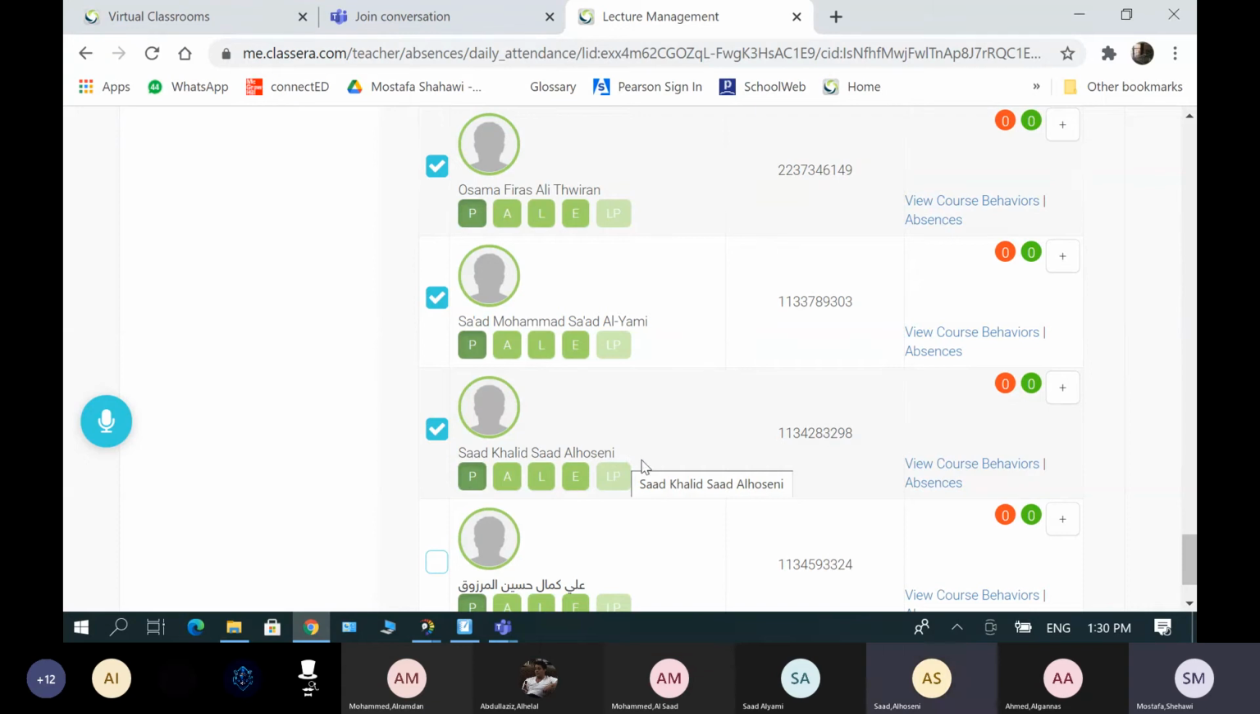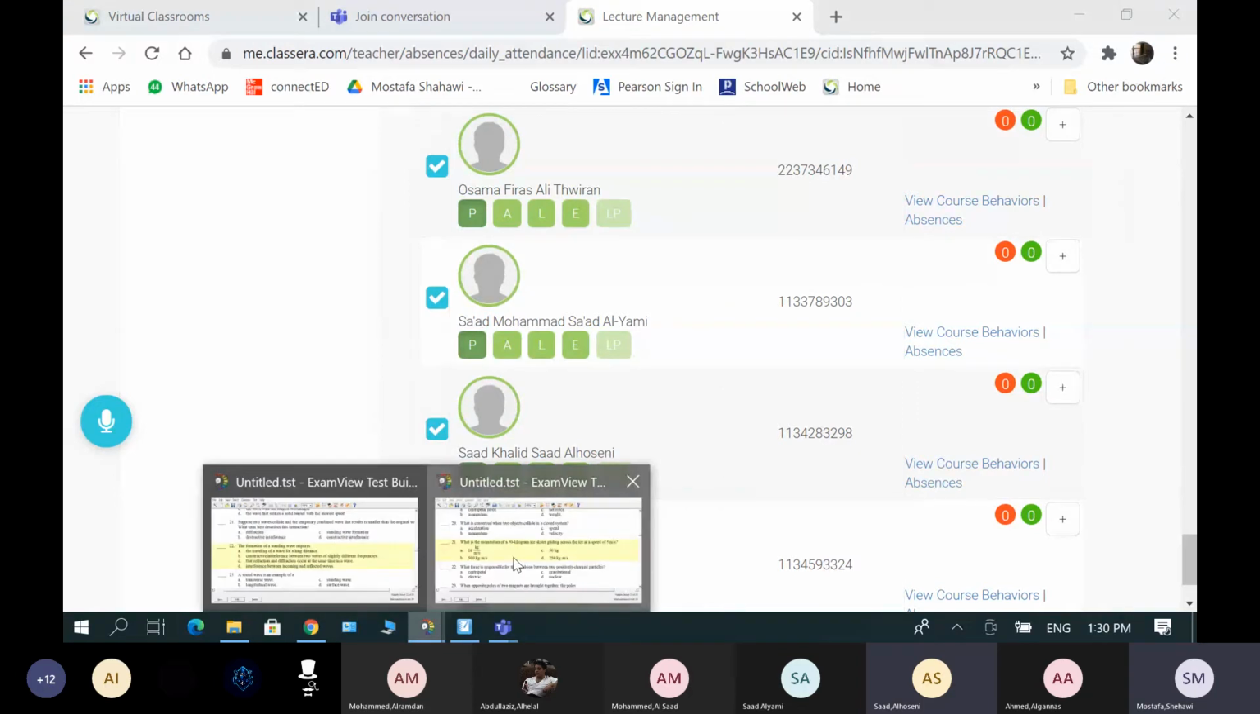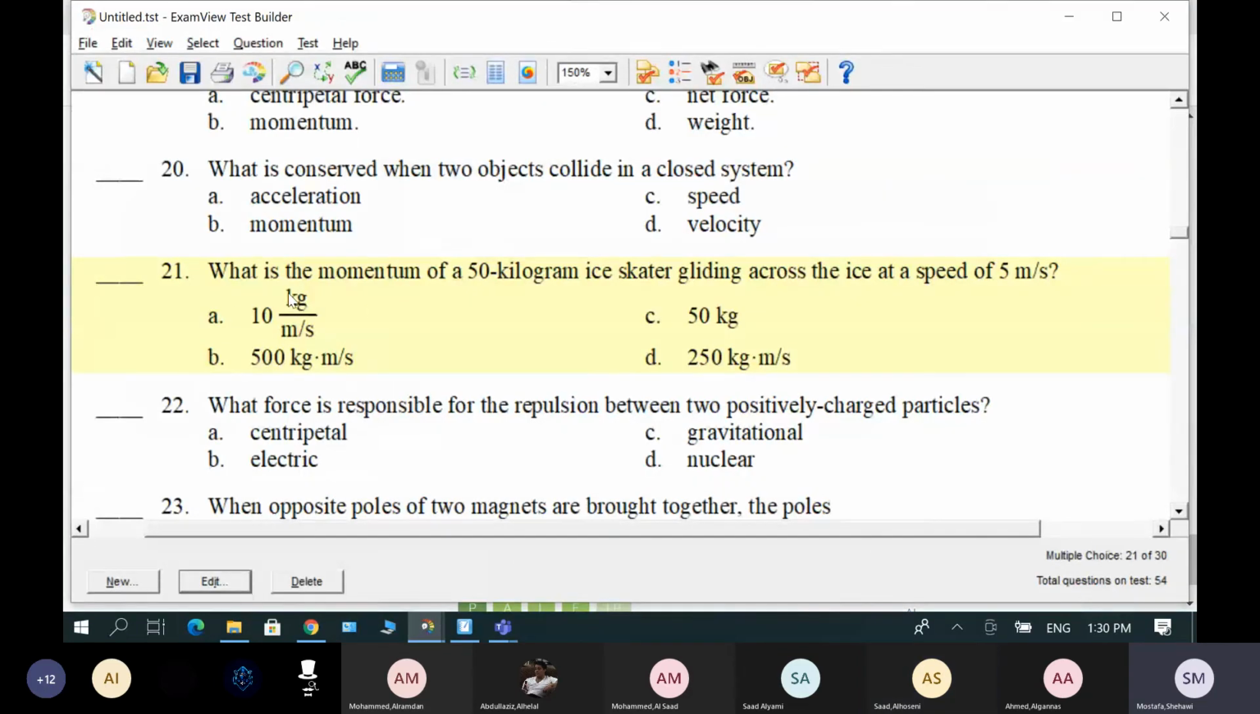Yes, Saad al-Husseini. How to find the momentum? Mass multiply velocity. So, what is the momentum here in this question? What is the answer for this one? D. You multiply 5 by 50 equal to 150 kilogram meter per second.